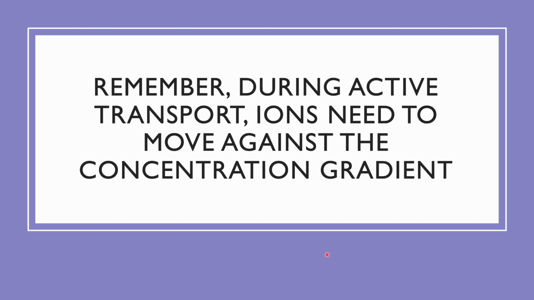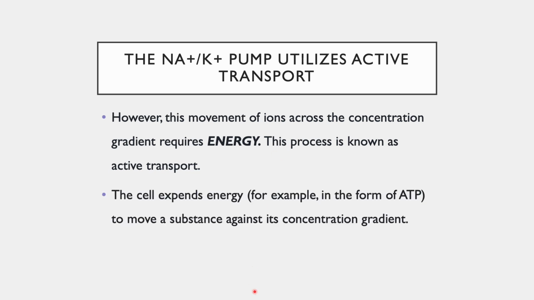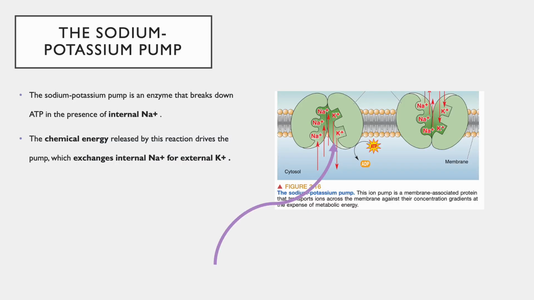However, during active transport, ions need to move against their concentration gradient. And because they have to move against their concentration gradient, it requires the use of energy. During active transport, cells require the use of ATP. This helps them move against their concentration gradient. And the sodium-potassium pump uses ATP to allow ions to move in and out of the neuron.